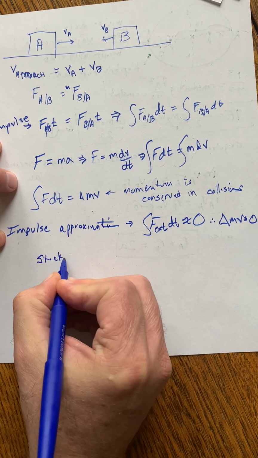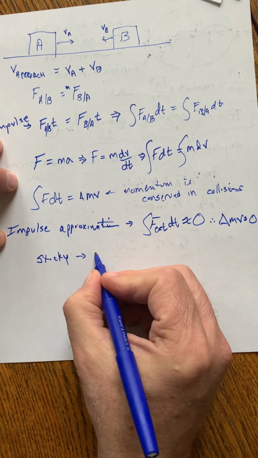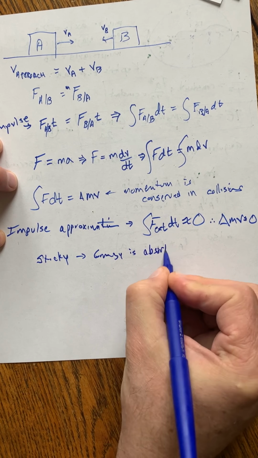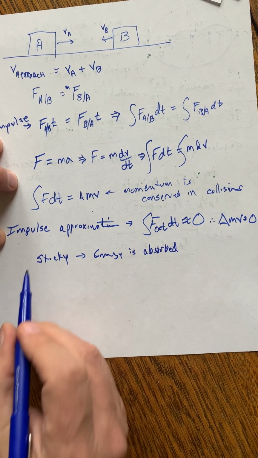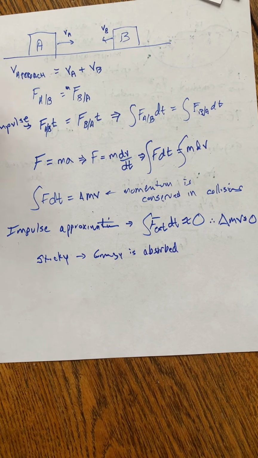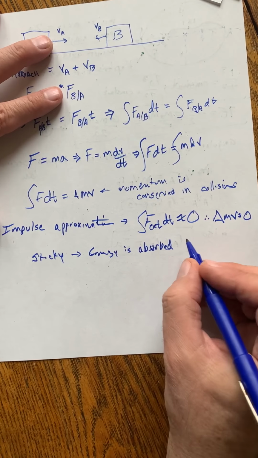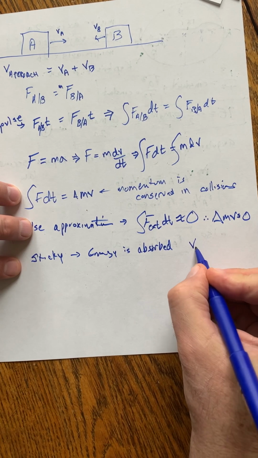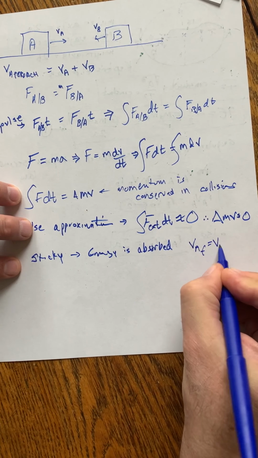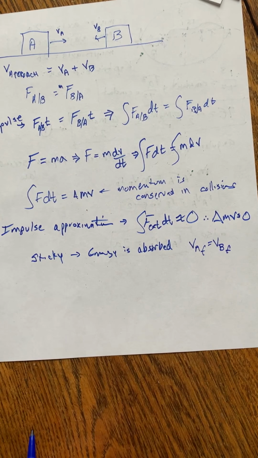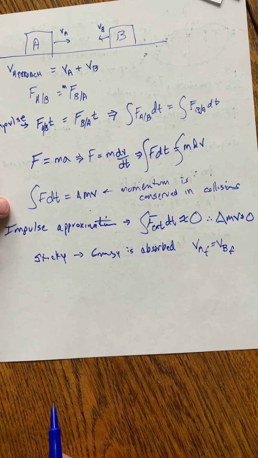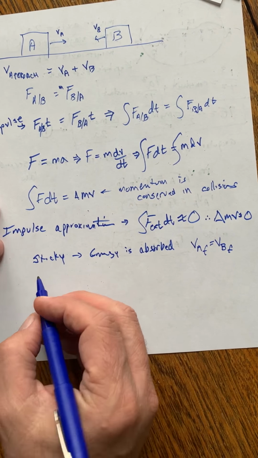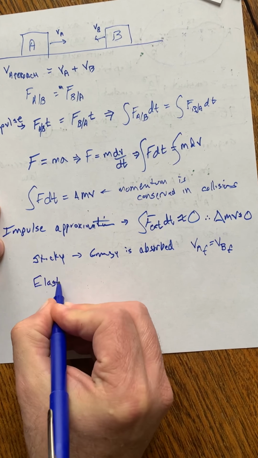Our sticky collision, where they stick together: the energy is absorbed. Okay? The energy is absorbed and doesn't come back, and the blocks stick together. That gives us a condition after the collision. That means that VA final will equal VB final. I think it's a very easy problem solution. Nothing complicated there. We'll have the case where the energy is absorbed and all of it comes back out. We call that an elastic collision.